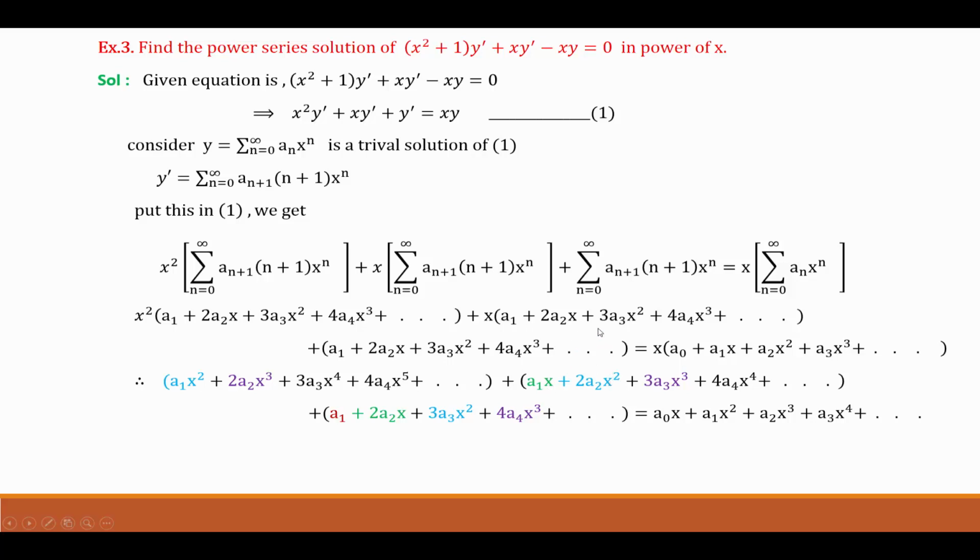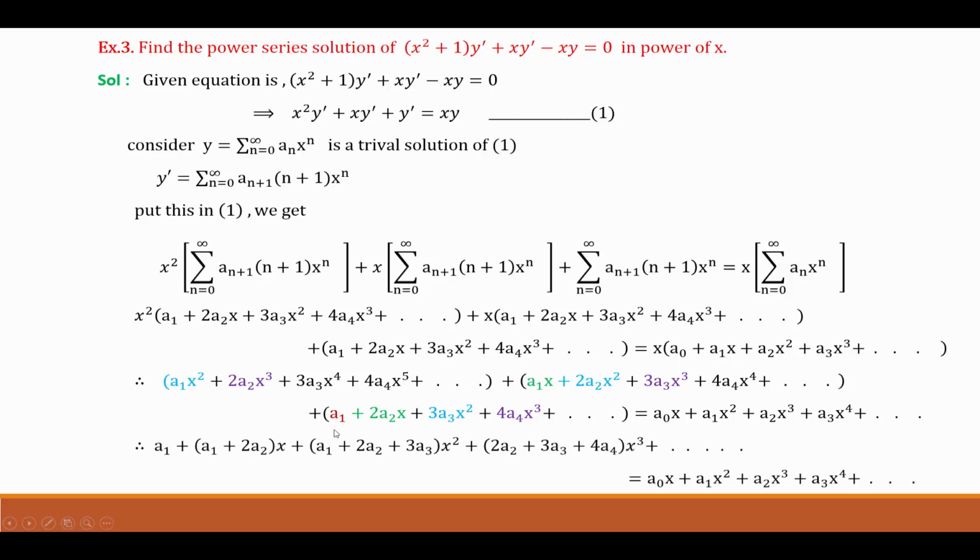Plus here multiply by x, so a1x plus 2a2x square plus 3a3x cube plus 4a4x raised to 4 plus dot dot dot, plus a1 plus 2a2x plus 3a3x square plus 4a4x cube plus dot dot dot, equal to, on the right hand side, a0x plus a1x square plus a2x cube plus a3x raised to 4 plus dot dot dot. Now write down the first constant term a1.